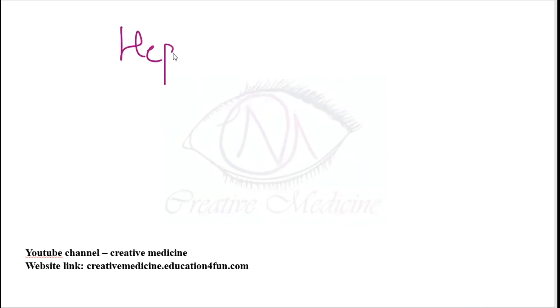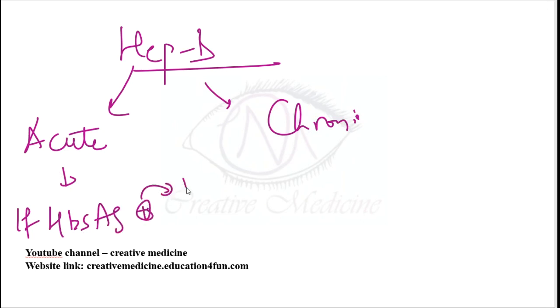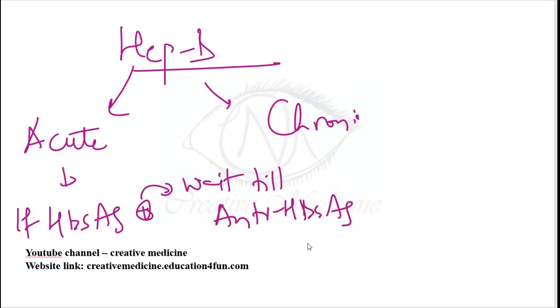Now, first, hepatitis B virus. In hepatitis B virus, you have two stages: the acute stage and the chronic stage. In acute cases, if HBsAg is positive, you should wait until anti-HBs antibody is produced, and give supportive treatment.